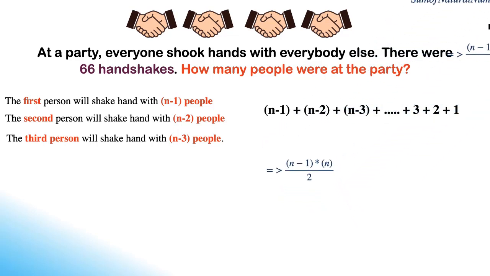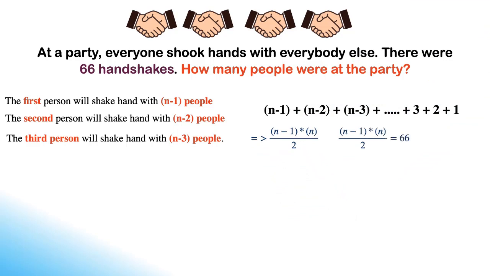Also, we know that in the puzzle, the total handshakes given are 66. Hence, the equation becomes n times n minus 1 over 2, which is equal to 66. After simplification, it becomes n times n minus 1 equals 132. Further simplification results in n square minus n minus 132 equals 0. This is nothing but a quadratic equation.